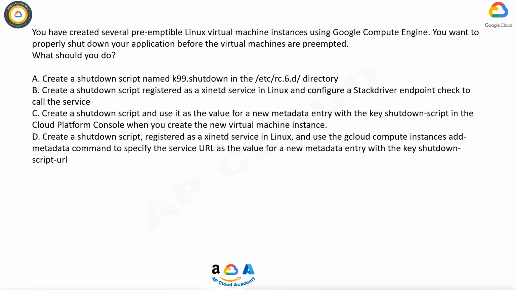A. Create a shutdown script named k99.shutdown in the /etc/rc.6.d/ directory. B. Create a shutdown script registered as a Zinit service in Linux and configure a Stackdriver endpoint check to call the service. C. Create a shutdown script and use it as the value for a new metadata entry with the key shutdown-script in the Cloud Platform console when you create the new virtual machine instance. D. Create a shutdown script, registered as a Zinit service in Linux, and use the Cloud Compute Instance's add-metadata command to specify the service URL as the value for a new metadata entry with the key shutdown-script-url.